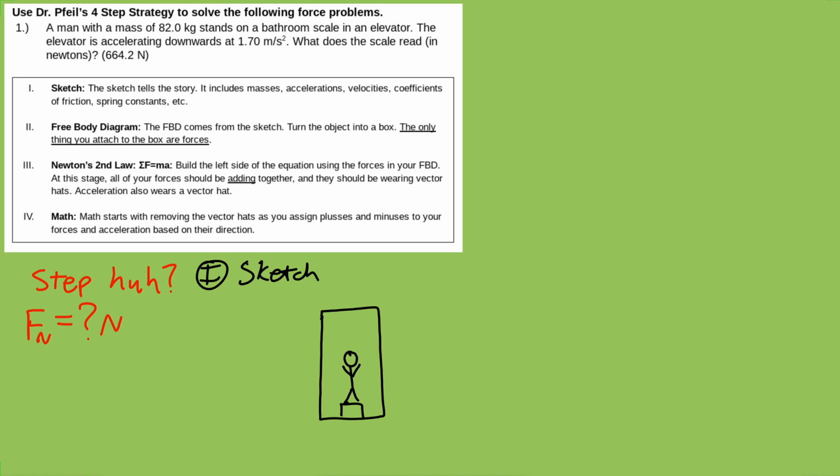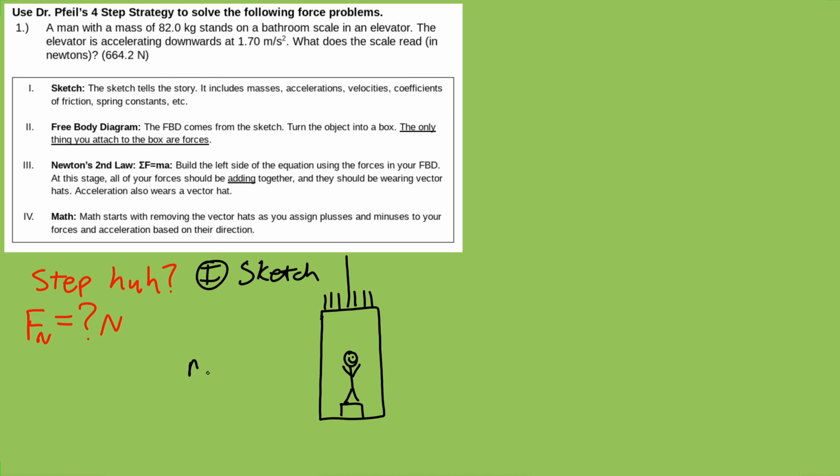Oop. His face got a little messy. Sorry, I'm not so good with this pen. Okay. Funny looking guy, but it'll do. Let's see. I'm assuming there's a cable attached to this elevator. Let's assume he's going down. So we've got speed lines.